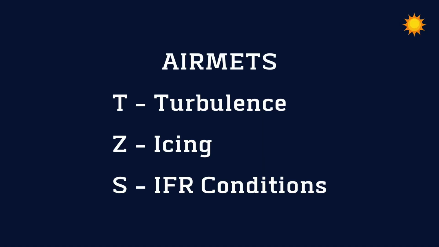An AIRMET is an Airman's Meteorological Information. That's going to be weather advisories that could affect smaller aircraft, VFR aircraft, things like that. There are 3 items that AIRMETs cover: turbulence, icing, and IFR conditions. Each of these is associated with a letter. Turbulence is T, Tango. Icing is Z, Zulu. And IFR conditions are S, Sierra.